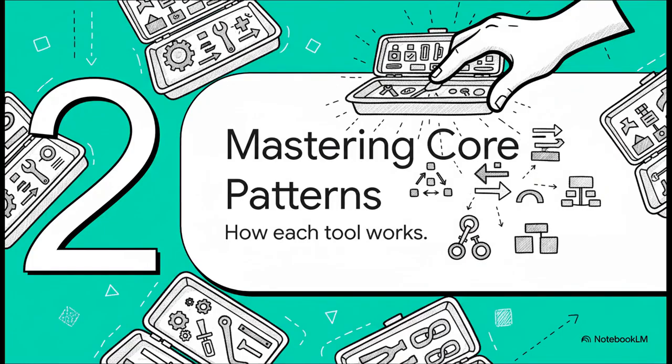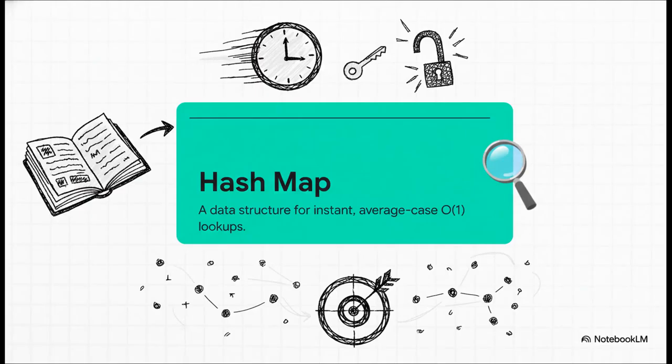All right, let's open up a few of these trays and get a closer look at the tools inside, because understanding how each pattern works is really the first step to mastering it. First up, the hash map. This is your absolute go-to tool for any time you need to store something and find it again instantly. Think of it like a magic dictionary. On average, it gives you what we call O(1), or constant time lookups, which is just a fancy way of saying it's incredibly fast.